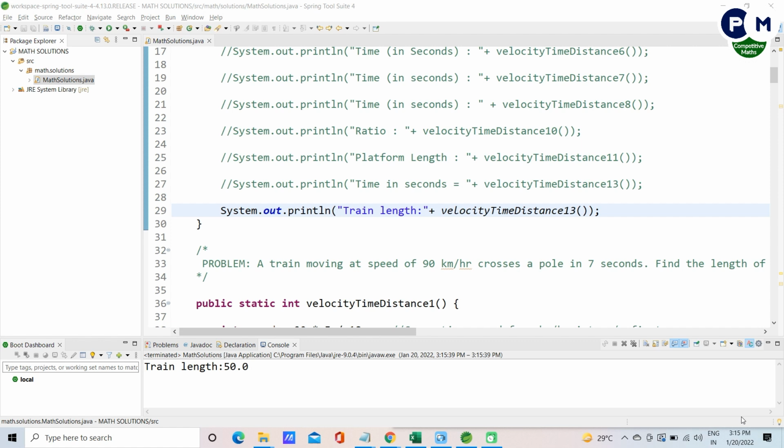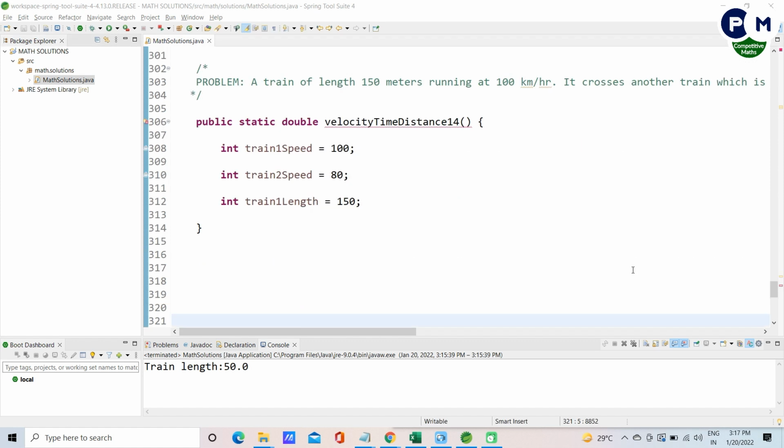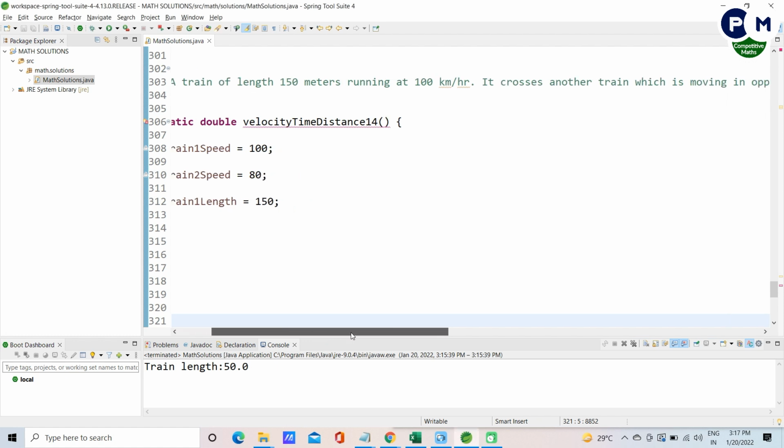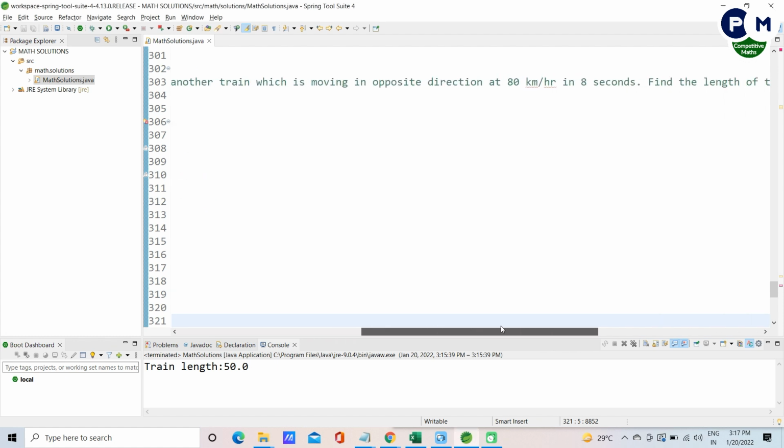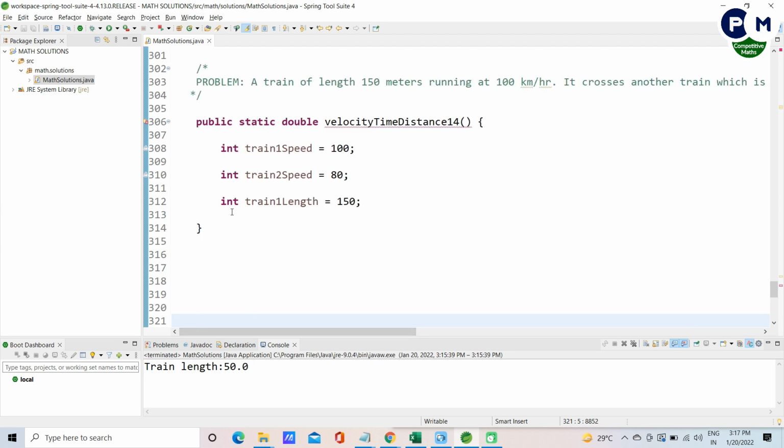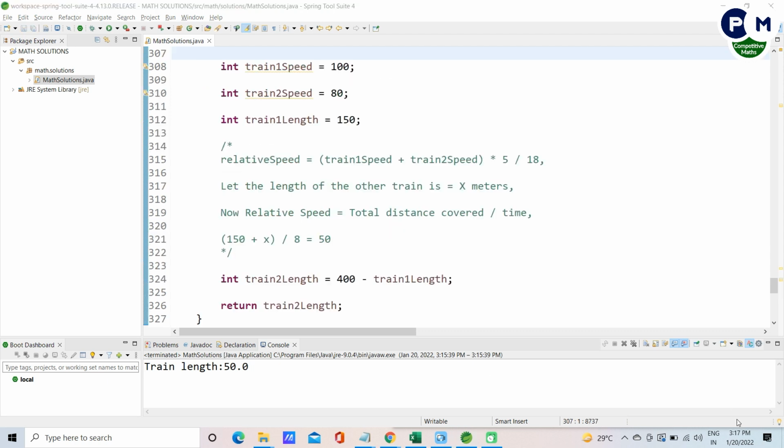Here is the problem statement. I am going to define a new method for determining the time for the earlier solved problem 2. Define train 1 speed, train 2 speed and train 1 length member variables and initialize them. Next, relative speed equals train 1 speed plus train 2 speed multiplied by 5 by 18. Let the length of the other train be x meters.